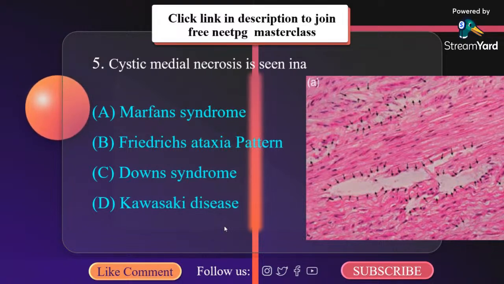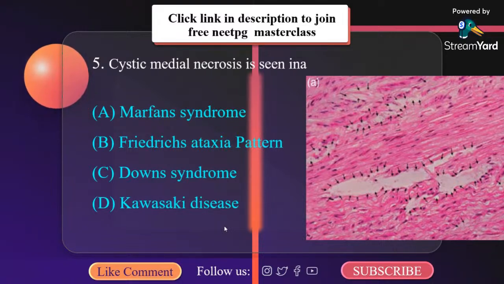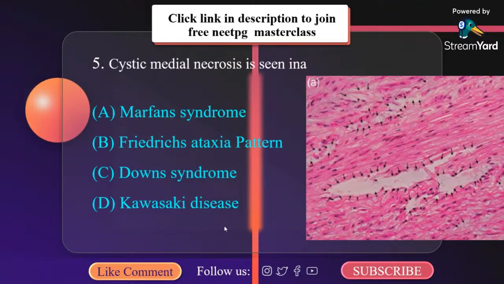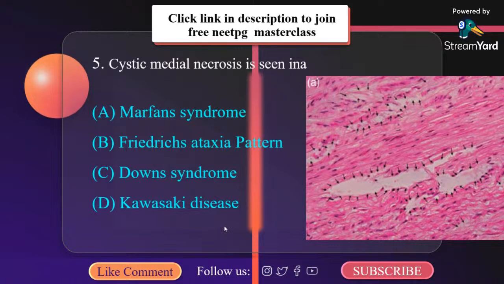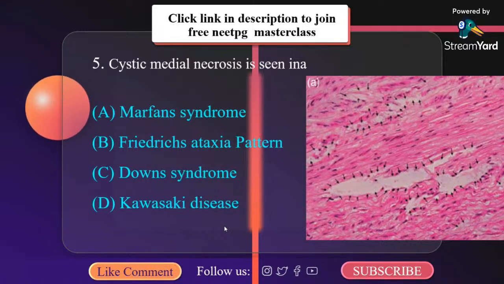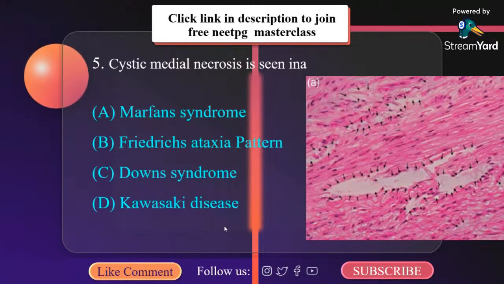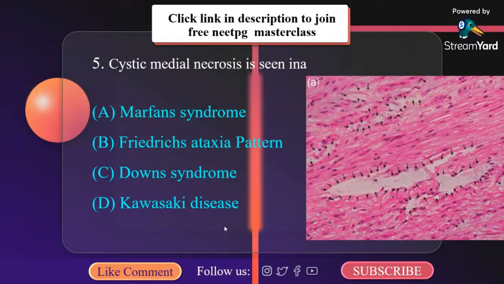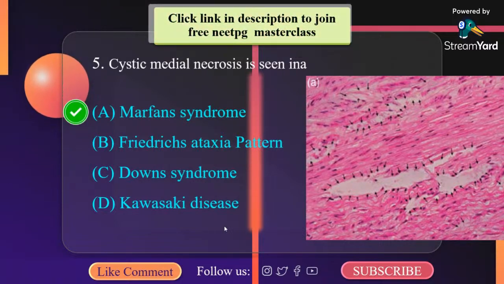Cystic medial necrosis is a disorder of large arteries, characterized by accumulation of basophilic ground substance in the media with cyst-like lesions. It is known to occur in certain connective tissue diseases such as Marfan syndrome, Ehlers-Danlos syndrome, annuloaortic ectasia, which usually result from degenerative changes in the aortic valve. The relationship between cystic medial necrosis and congenital heart defects, as well as other disorders, has been evidenced. The mechanisms are still controversial. So the correct option here is Marfan syndrome.